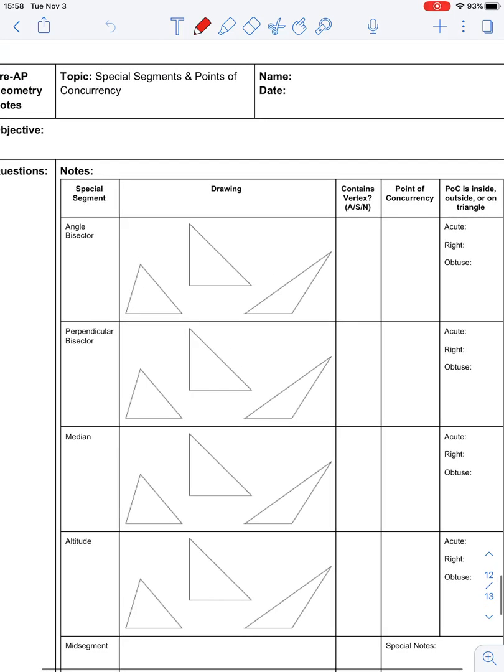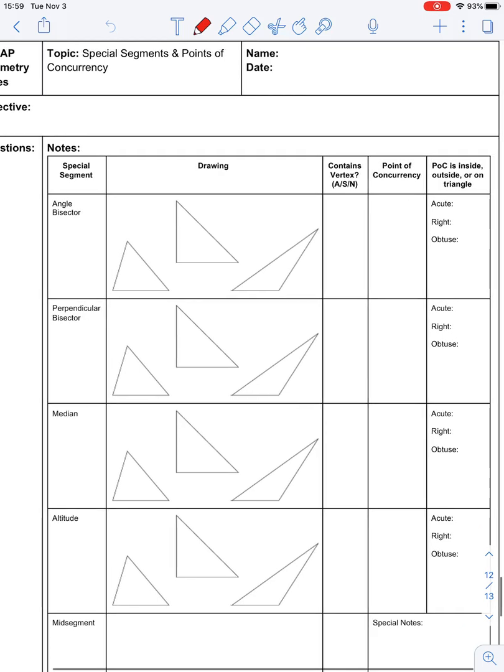In this lesson, we're going to focus on special segments and points of concurrency for triangles, and they do some interesting things. So first, let's talk about what a point of concurrency is. To be concurrent means at the same time. So a point of concurrency is a point that's in the same place at the same time. So basically, it's an intersection of three lines. I'll show you what that means in just a second.